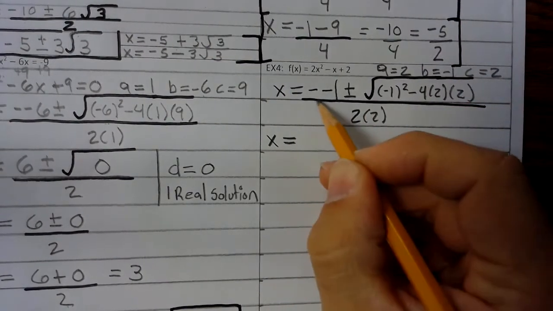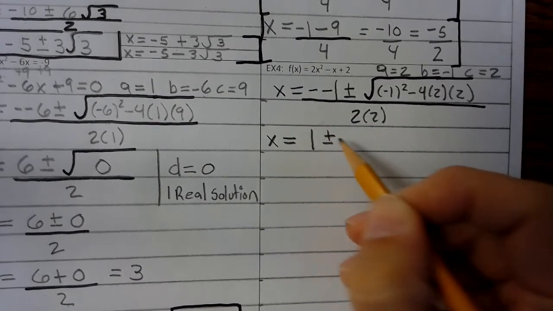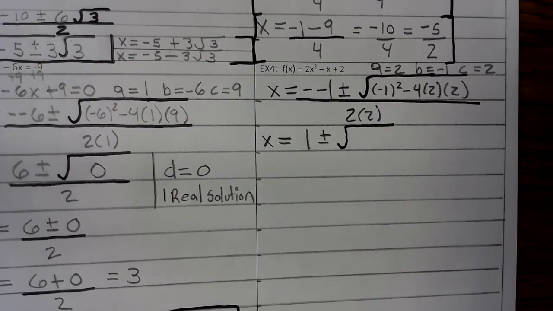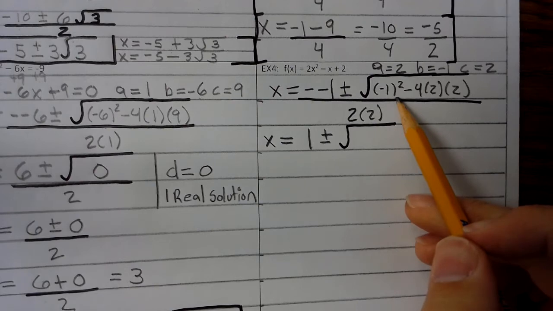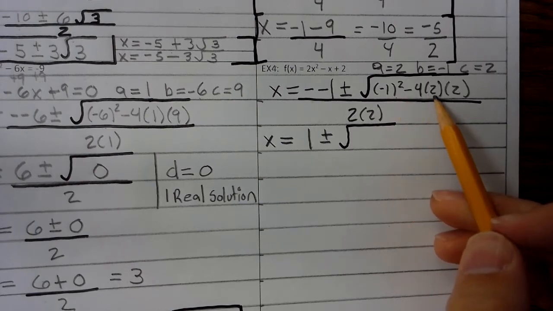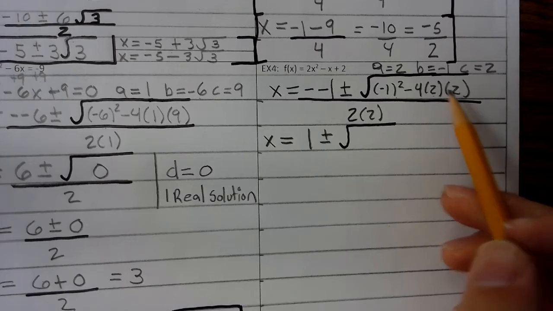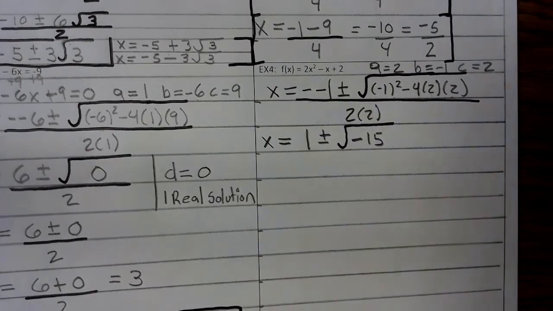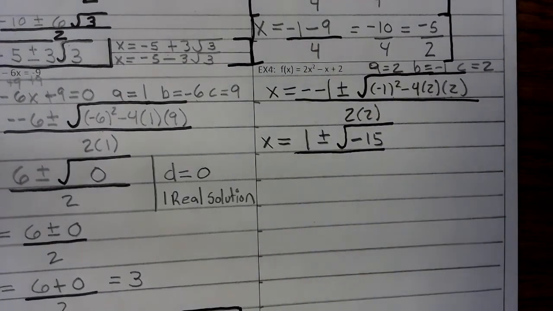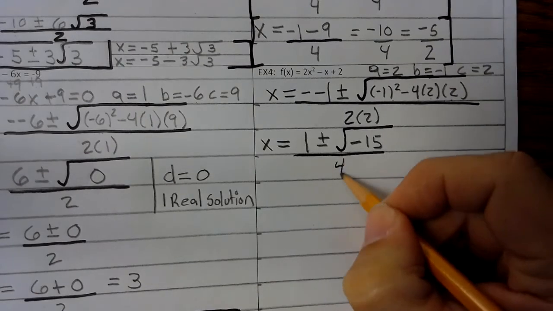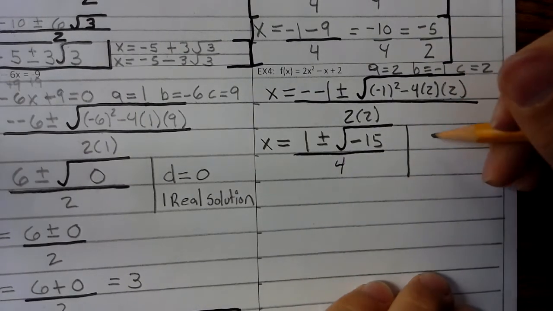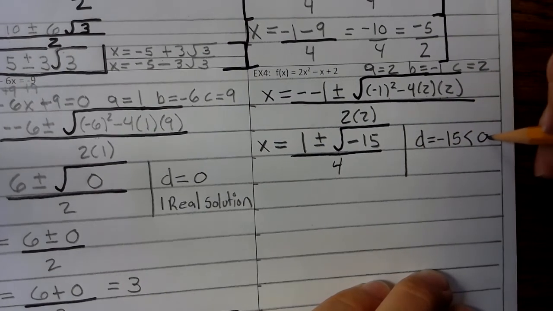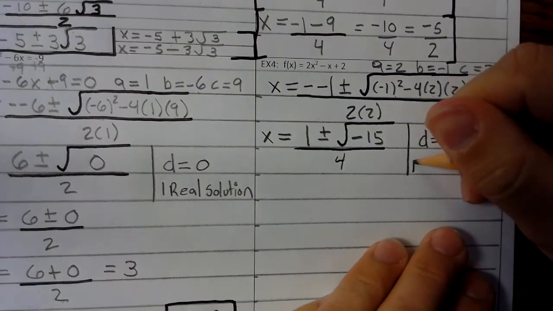So x equals, a negative times a negative is a positive, 1 plus or minus the square root of, now negative 1 squared is 1. 1 minus 4 times 2 is 8. 8 times 2 is 16. So this is 1 minus 16, which is -15, divided by 4. Okay, well, let's look at the discriminant. The discriminant equals -15, which is less than 0, and we know when the discriminant is less than 0, there's no real solution.